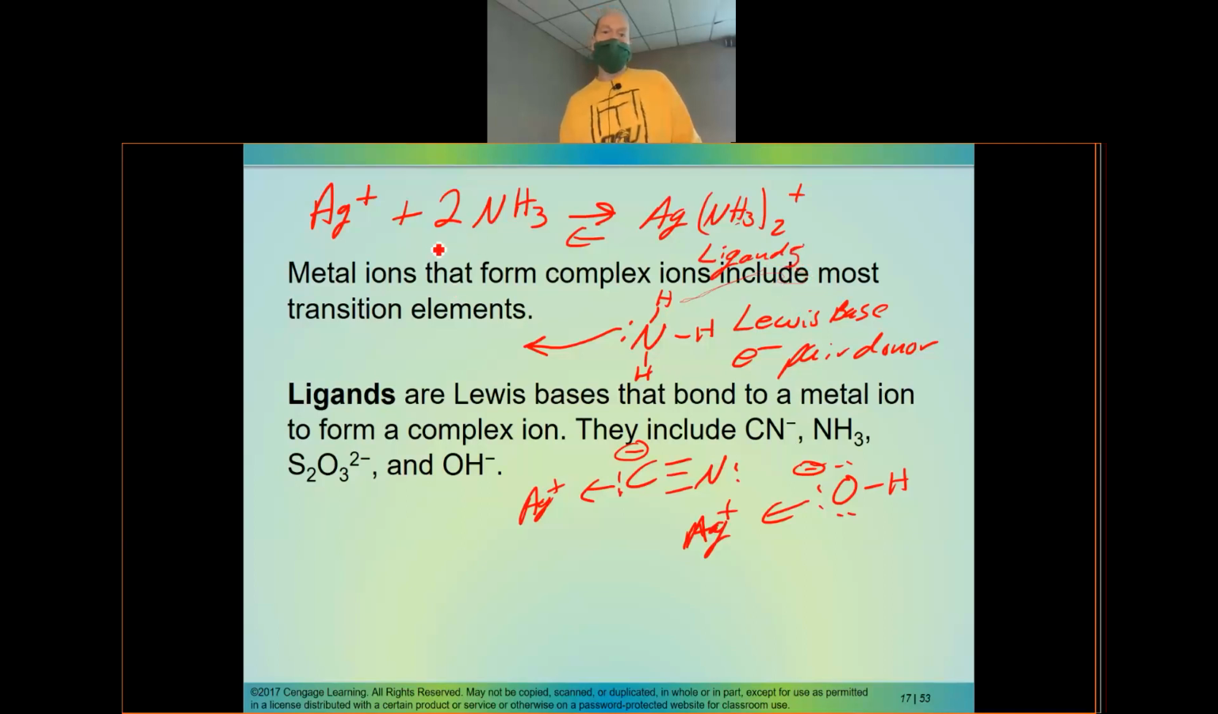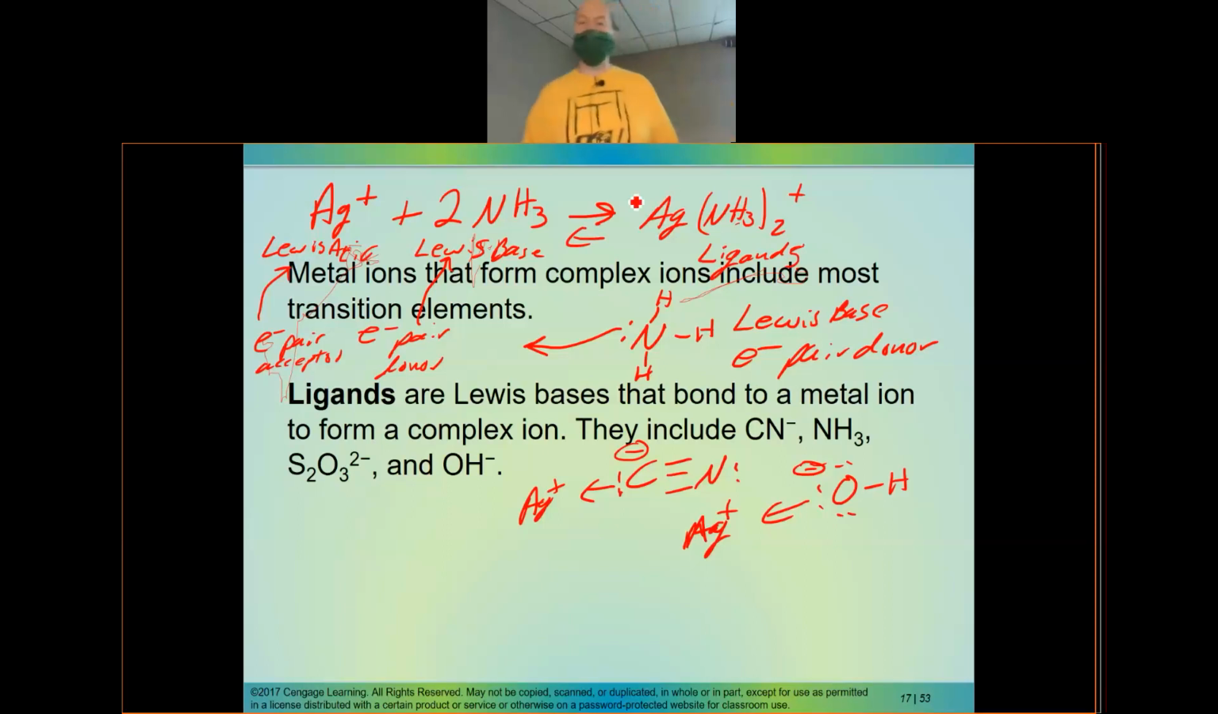All right, here it is a Lewis base. So the NH3 on the reactant side is a Lewis base. It's an electron pair donor. Your Ag plus is a Lewis acid. It is the electron pair acceptor. So electron pair acceptor and electron pair donor. So anytime we are doing the formation of a complex ion, we are doing a Lewis acid, Lewis base reaction.